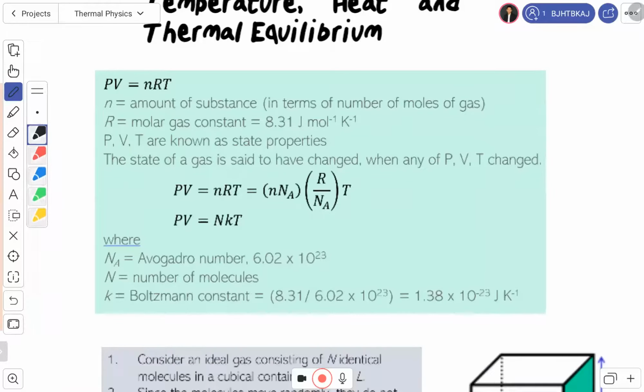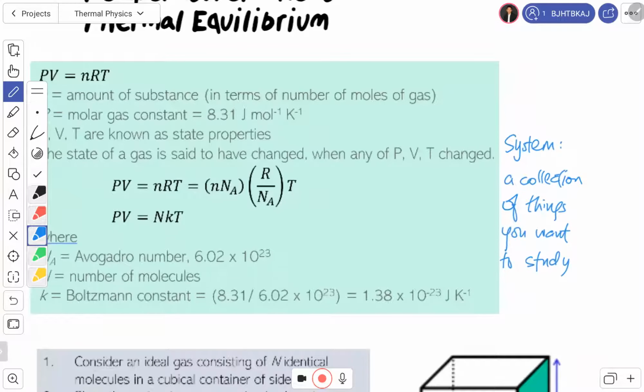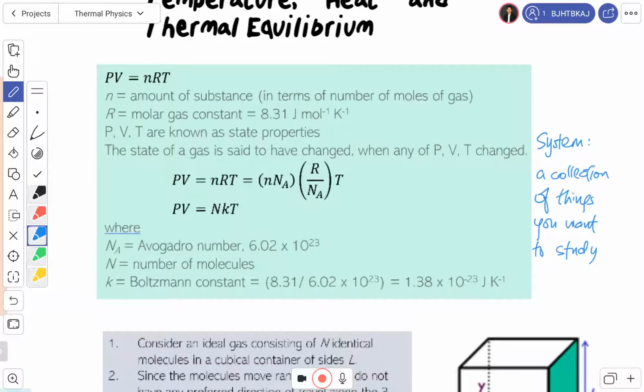And maybe I should make a remark here to talk about what is meant by a system. A system is simply a collection of things you want to study. And because you want to study something, it's a good idea that you isolate them so that they don't get contaminated by other things. You can be quite sure that things are still there when you study them later on. So the characteristic of a system is that it is isolated.